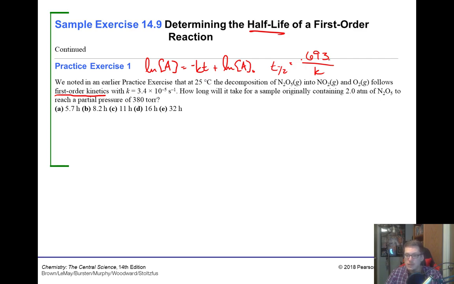Nailed it. All right. How long will it take for the sample originally containing 2 atmospheres of N2O5 to reach a partial pressure of 380 torr? Oh, those little devils. We need to convert our torr to atmospheres. So we'll set up our thing. We'll put torr in the bottom and atmospheres in the top. For 1 atmosphere, we have 760 torr. So we'll take our 380 divided by 760. So we get half an atmosphere.